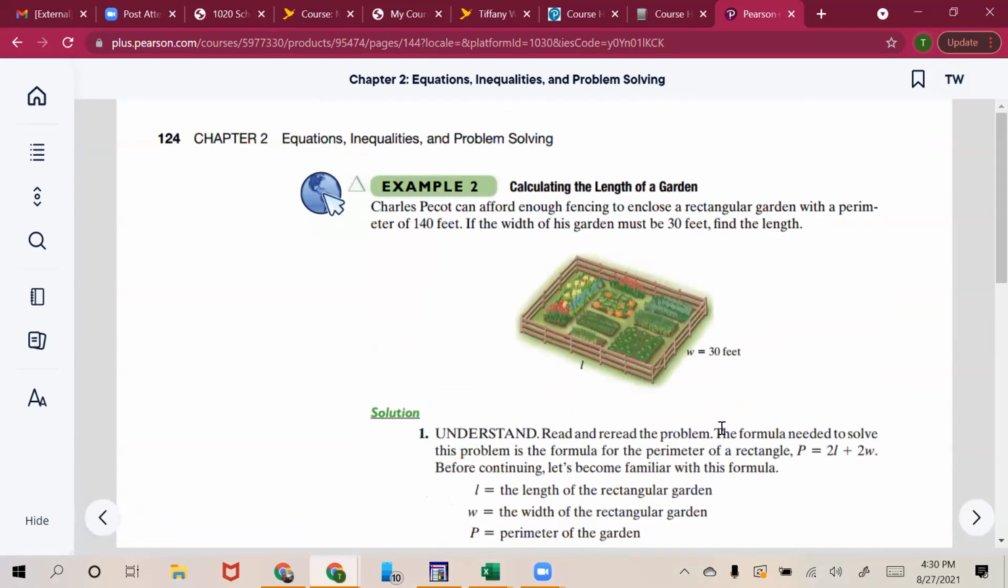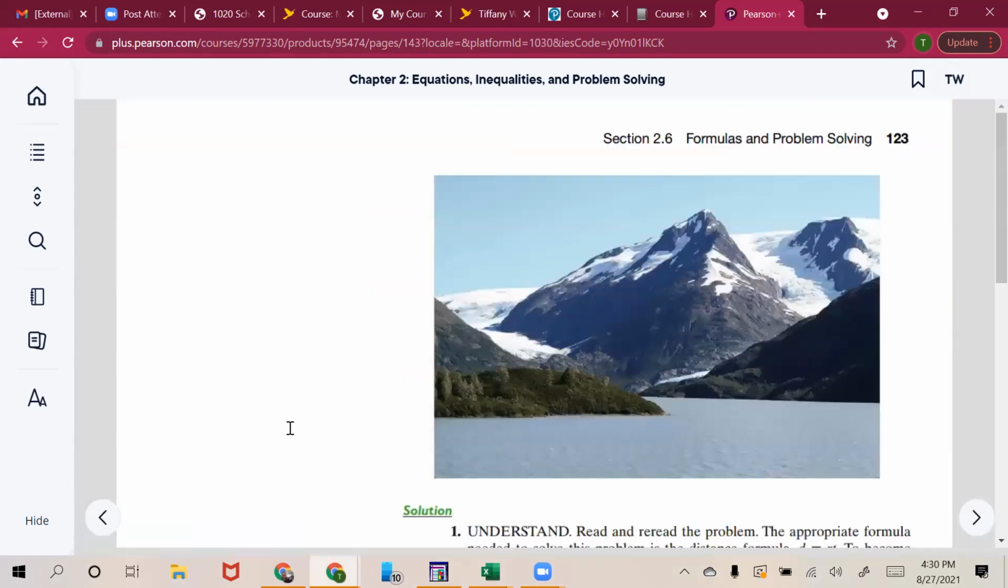Where's my formulas? That's not my formulas. Oh, those are pretty mountains.